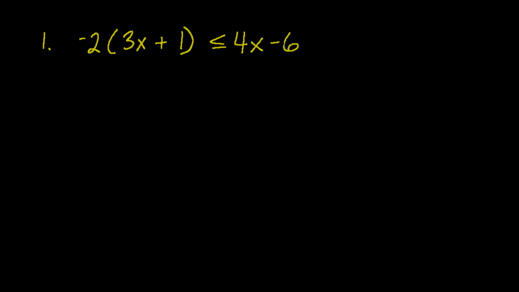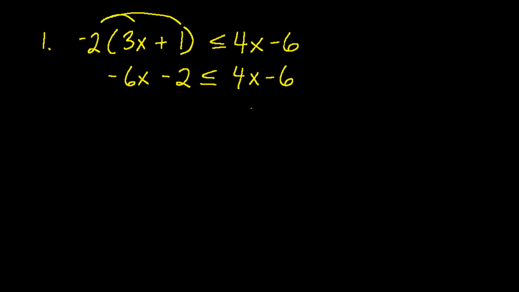In this video, I'll be going over 20 random problems from a college algebra final exam. Let's get to it. In problem number 1, we want to distribute this -2. So -2 times 3x is -6x. -2 times 1 is -2. Bring down the less than or equal to, and just write the right side.